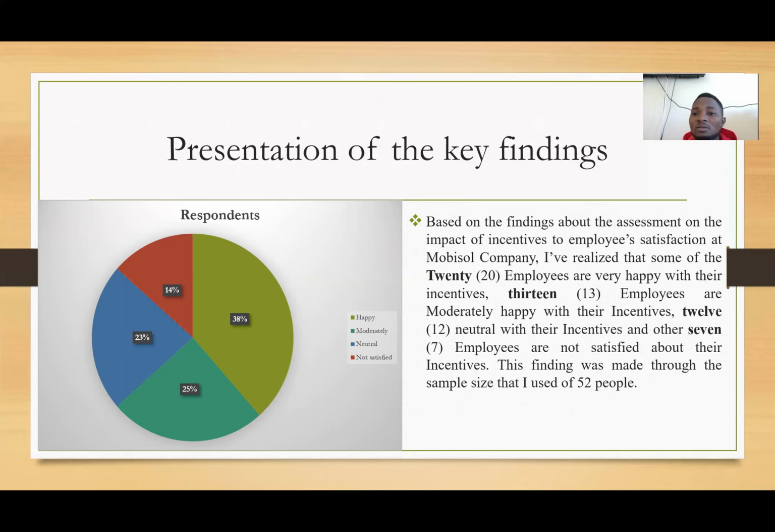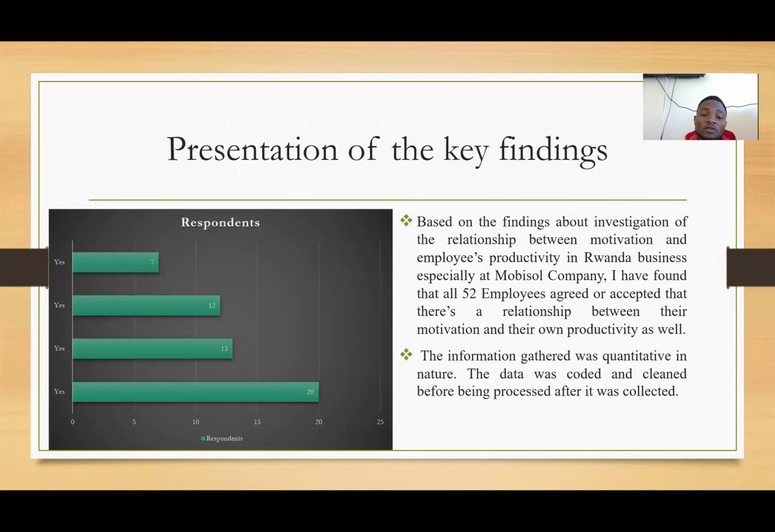So based on the findings about the assessment of the impact of incentives on employees' satisfaction at Mobisol company, I've realized that 20 employees are very happy with their incentives. 13 people are moderately happy with their incentives. 12 are neutral with their incentives, and the other 7 employees are not satisfied with their incentives. So these findings were made through the sample size that I used of 52 people. As you can see, the third chart has 7 people, 12, 13, also 20 people.